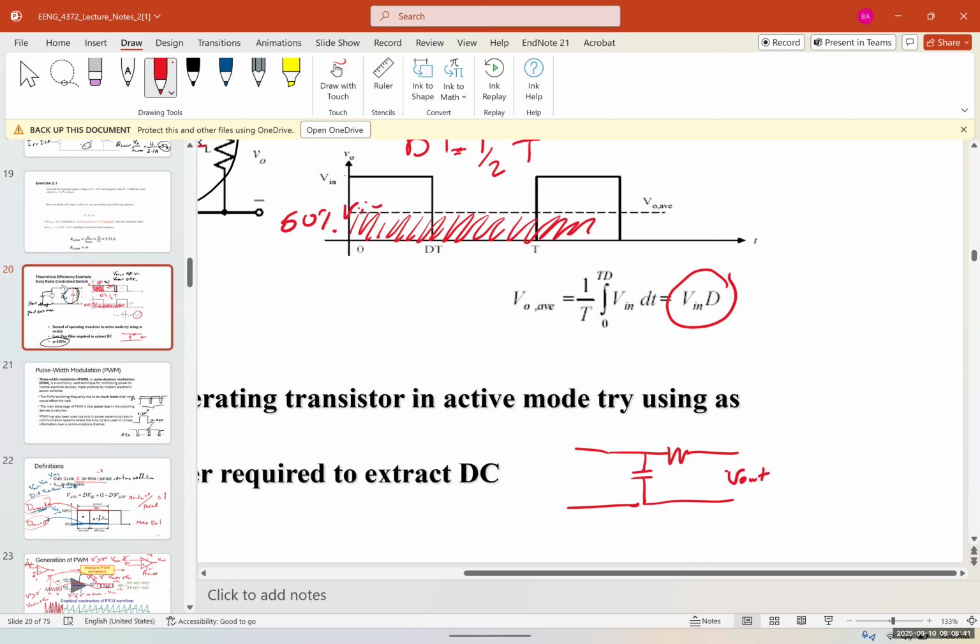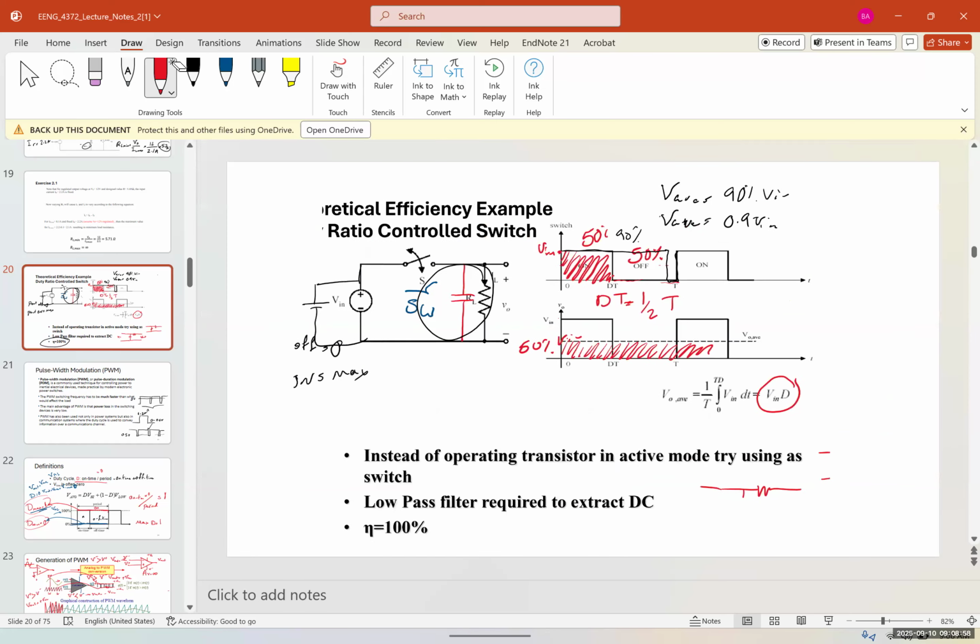Out, in, and one of them looked like this. Which one is high pass filter? Which one is low pass filter? And why do we use low pass filter for this? So we have different types of filters here. Which one is low pass filter? Which one is high pass filter? Let me put it this way.